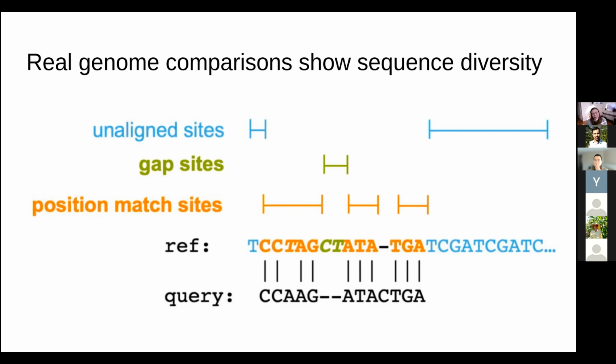Aligners can also report unaligned sites, which are shown here in blue, where a base pair in the reference just isn't, there isn't a reported alignment in the query. Okay, so this is how we're categorizing these sites.